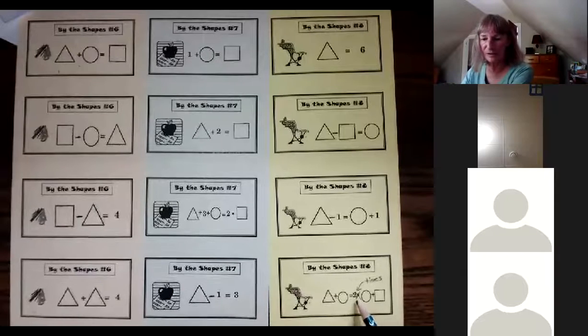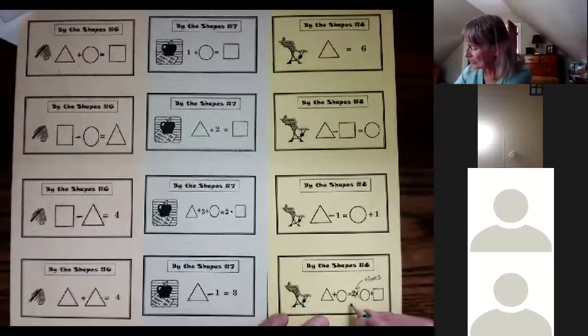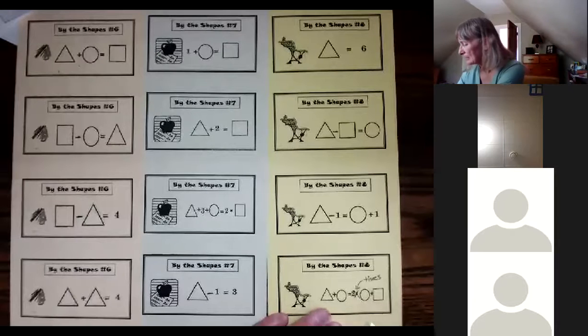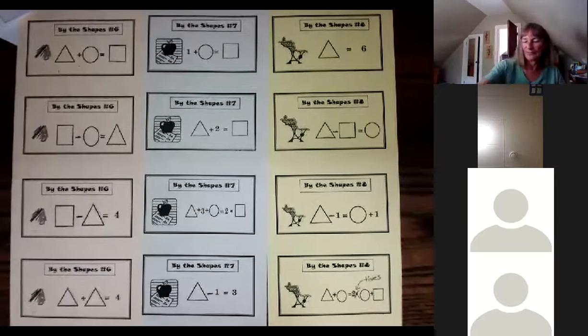Still can't see this. Can you guys see that this says 2 times circle? Just leave it.